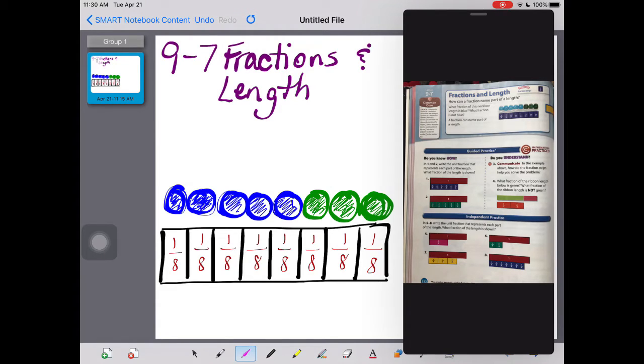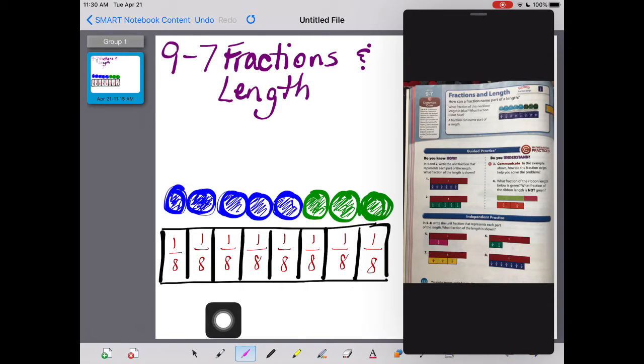All right, let's take a look at our new lesson, 9-7, and we are going to focus in on fractions and length. Here we have a picture of a necklace. It's a beaded necklace, and we have some beads that are blue and some that are green. And we're going to see how we can measure the length of this in fractions. Below it is a fraction strip. Okay, it's basically a rectangle strip.